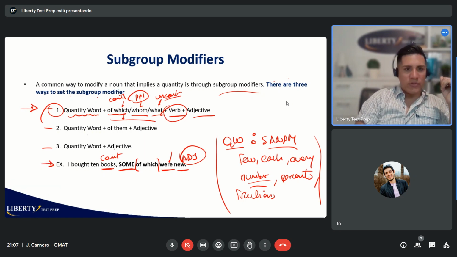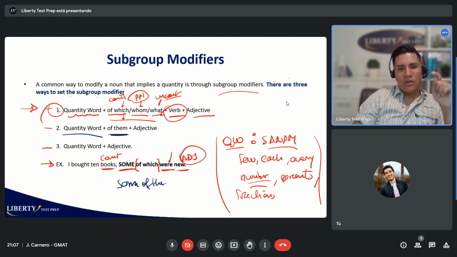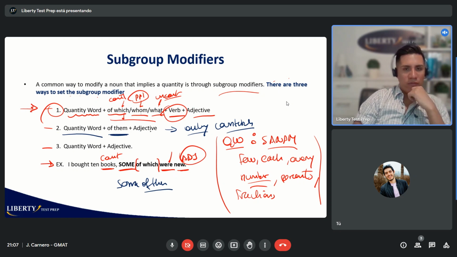Number two. Number two says you have the quantity word, let's say some. In this case, you don't have of which, of whom, or of what. You have of them only. Of them. Now, if you use of them, that means that with this one, you can only modify countable nouns, right? Because if you were modifying an uncountable, it wouldn't make sense for you to say of them. Okay, so this number two, even though it's shorter than the first one, has fewer functions because it cannot be used to modify uncountable nouns.